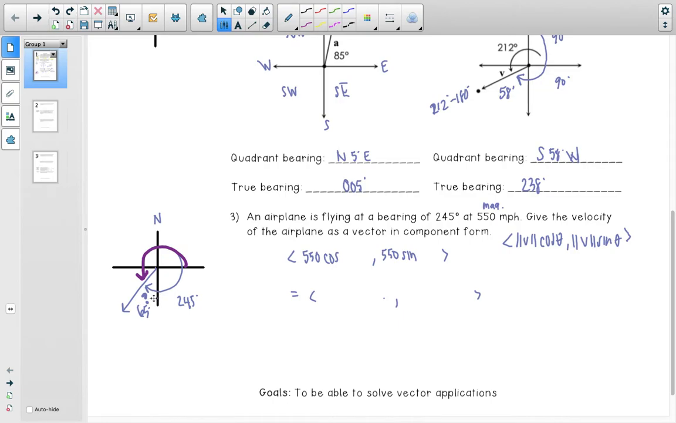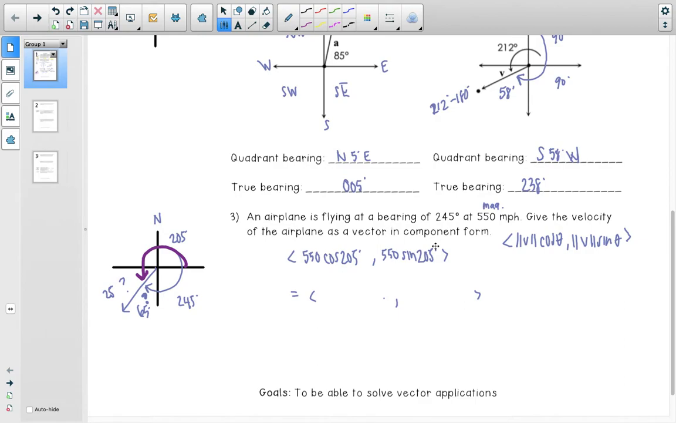So if this is 65 degrees, what's this chunk? Well, 90 minus 65, and I could be overcomplicating this, is 25 degrees. So from here to here is 180. So this is 180 plus 25, and that gets you 205. So you really should have cosine of 205 degrees and sine of 205 degrees. Okay, so then you have to enter that into your calculator.